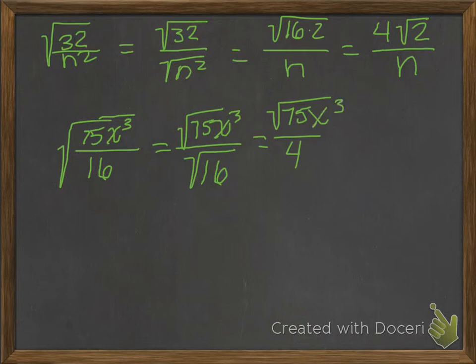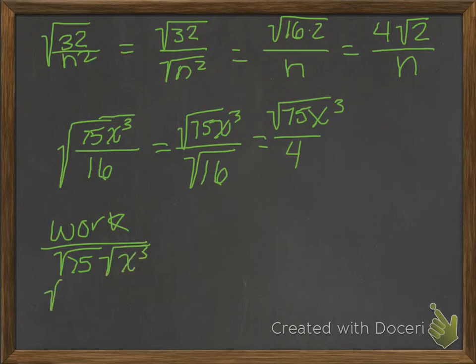So let's do a little extra side work just so that we don't have so many steps all in one area. So 75x cubed. We're going to break that up into 75 and the square root of x cubed. And the square root of 75, that's the same as 25 times 3. And we're going to bring down the x cubed. So the square root of 25 equals 5. We're left with the square root of 3.